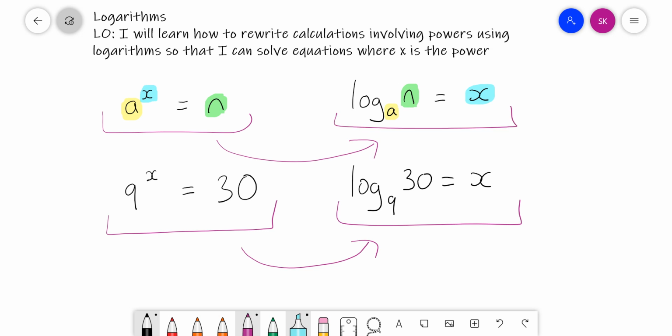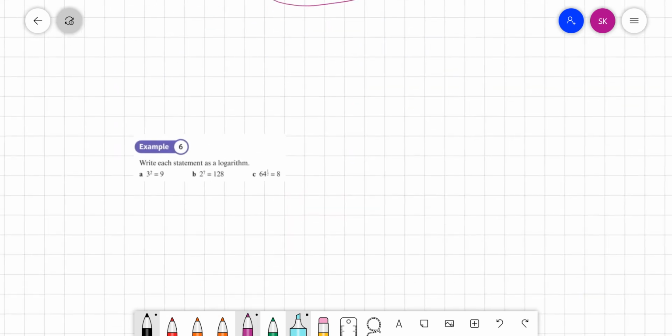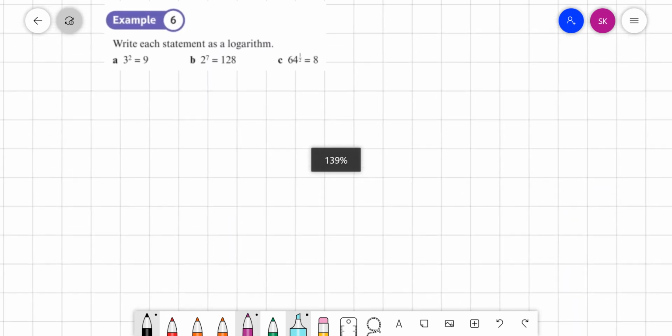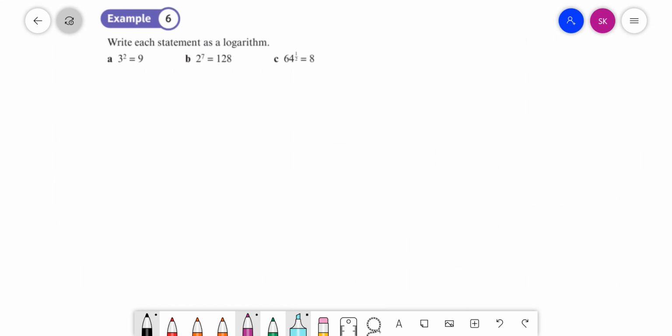As you can see from the learning objective, it's about rewriting. So let's first of all look at example number 6. Given what I've already talked about, you're probably able already to write these as logarithms. So I want you to have a go now, pause the video, and rewrite each of these a, b, and c as logarithms.